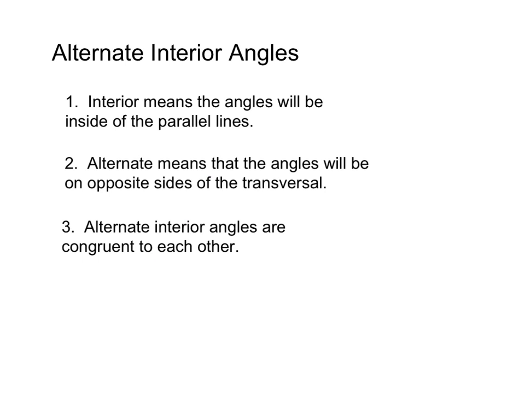Okay, think about the name alternate interior angles. The name itself tells us a lot about what kinds of angles these will be. Okay, part of the name is interior. Interior means inside. In this case, that means the angles will be inside of the parallel lines. Number 2, alternate. Alternate means that the angles will be on opposite sides of the transversal.